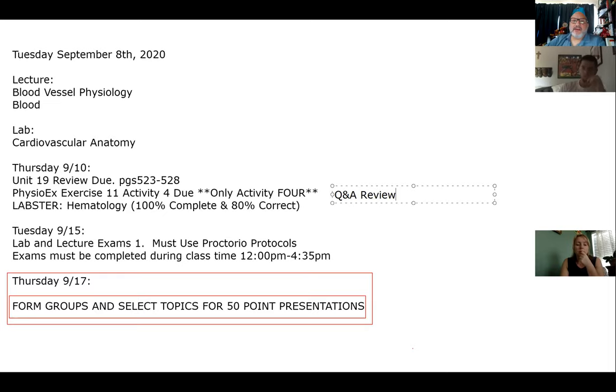The other important thing is to be here on Thursday the 17th after the exam. It is always important to be here, but it is especially important to be here on that day, because on that day after the lecture, you will be forming groups. You will be selecting topics for your 50-point presentations. And that is all going to be done during class time. If you are not here on Thursday, you are not going to be in a group. If you are not in a group, you are not getting a topic. And if you're not getting a topic, you're getting a zero on this 50-point assignment. So it is super important to make sure that you are going to be there on that day.